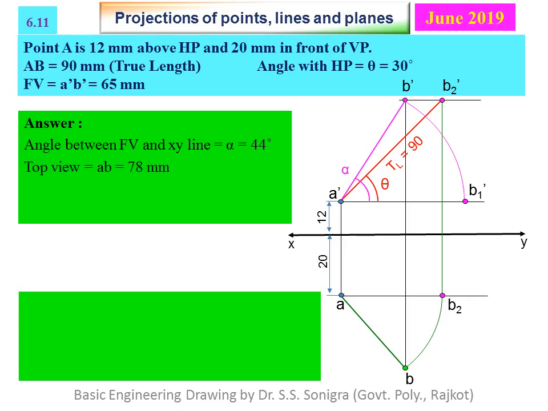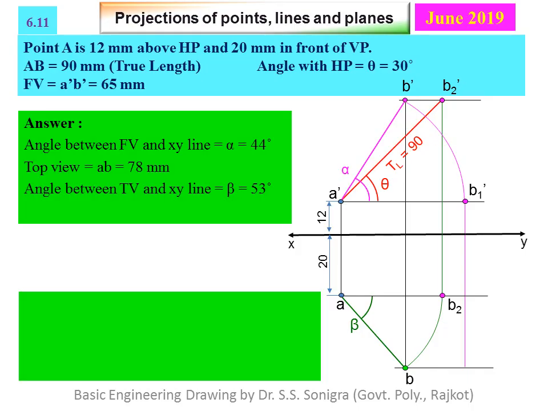Join A with B, that is top view of line AB, measure that length, that is equal to 78 mm. Measure this angle of top view with XY line, that is called as beta, and that angle beta will be equal to 53 degree. In this case, you have to measure this angle and write like this. Then draw locus of point B, that is horizontal line from point B.